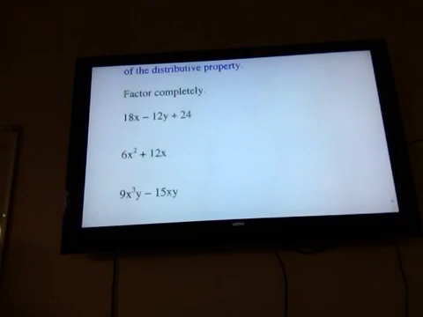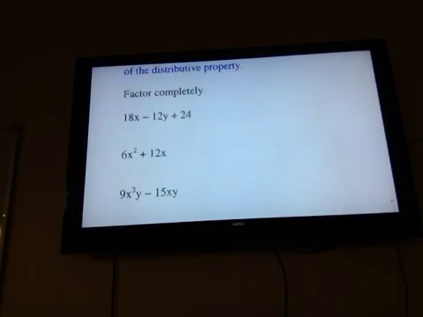Your common factor could be a number. Your common factor could be a variable. It could be a variable to a power. It could be more than one variable, or it could be all those things together. So it doesn't have to be just a letter or just a number, but it could be. Okay, so you're going to look at every single term to see what's the same or what they share.